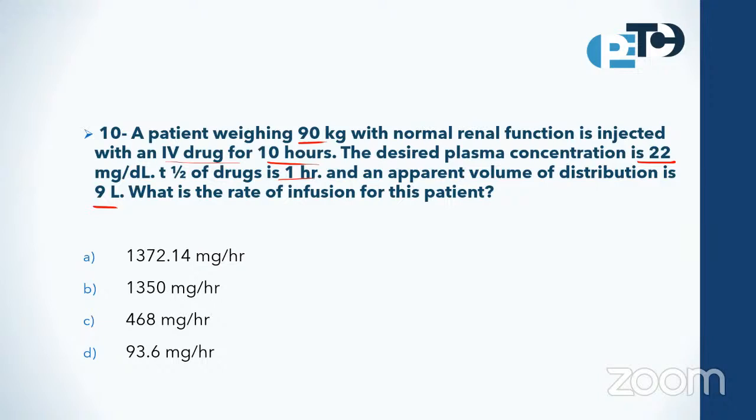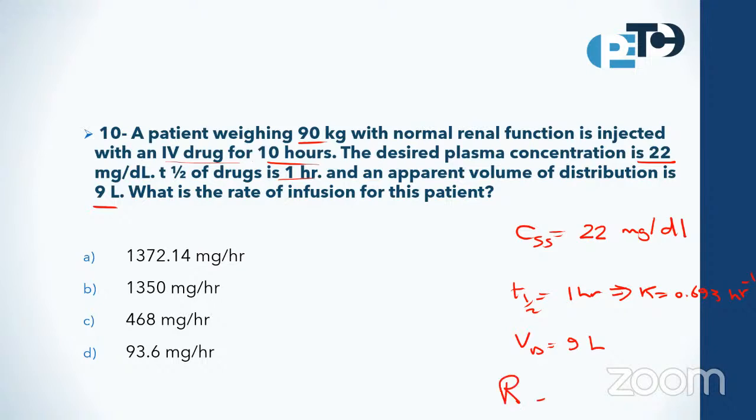We have the CSS, which is 22 milligram per deciliter. T half equals 1 hour. So directly, the K equals 0.693 hour minus 1. The volume of distribution equals 9 liters. We need to calculate the R, rate of infusion, by which unit? Here, milligram per hour.